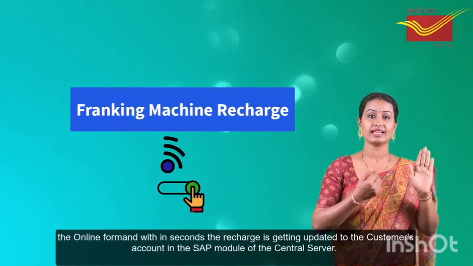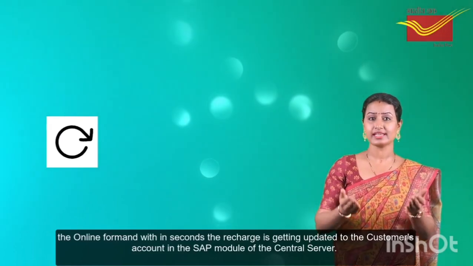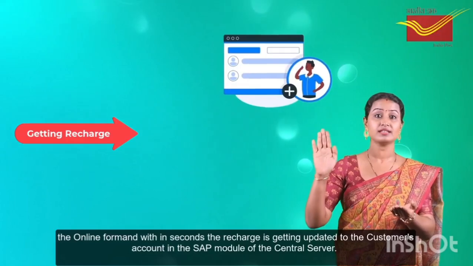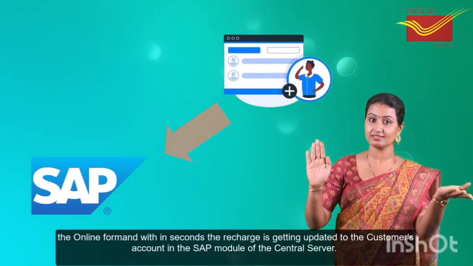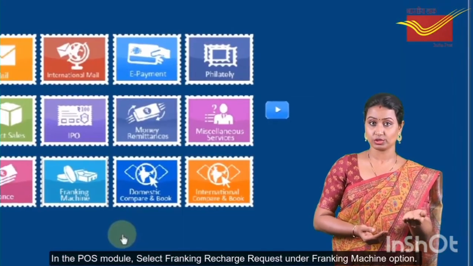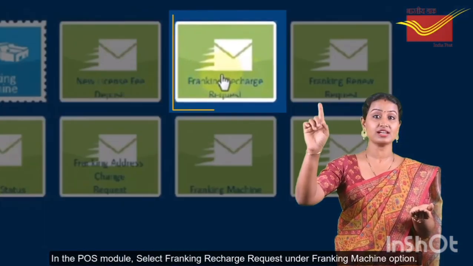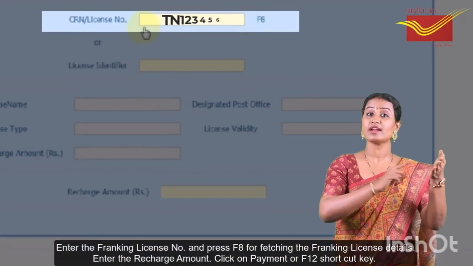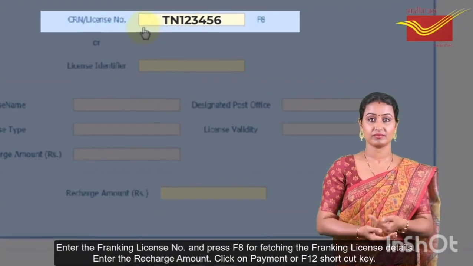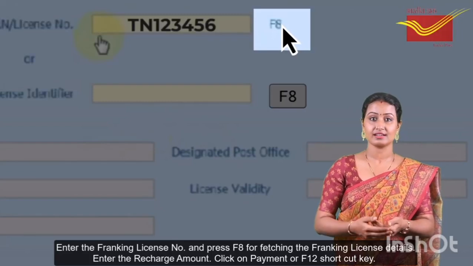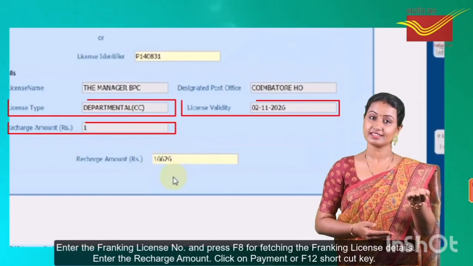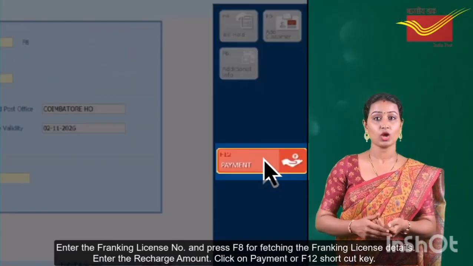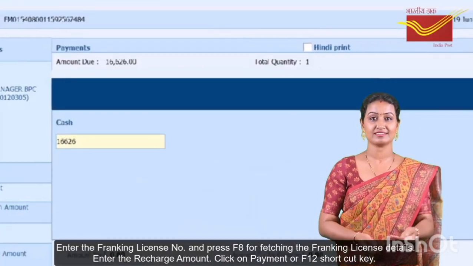As we know, the POS is an offline module and the franking machine recharge happens in the online form. Within seconds, the recharge is updated to the customer's account in the SAP module of the central server. In the POS module, select Franking Recharge Request under the Franking Machine option. Enter the franking machine license number and press F8 for fetching the franking license details.